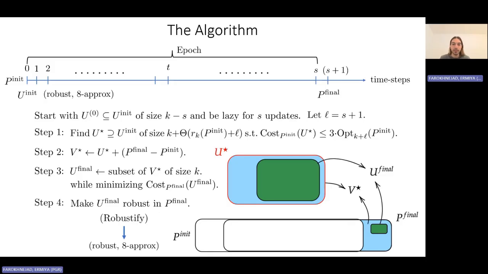But in the last step, step 4, when we are calling robustify, it is possible to show that robustify actually has an amortized recourse of order log squared delta. You can find this in the paper, and I'm not going to talk about this. So the final recourse of the algorithm is going to be order log squared of delta in amortization.